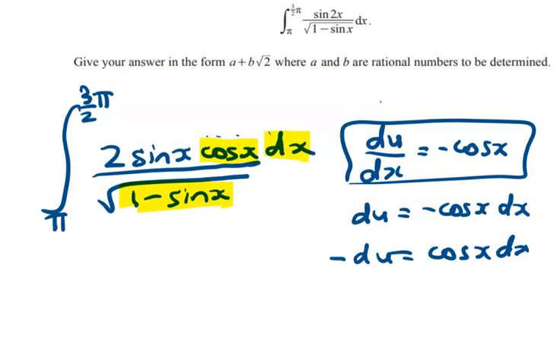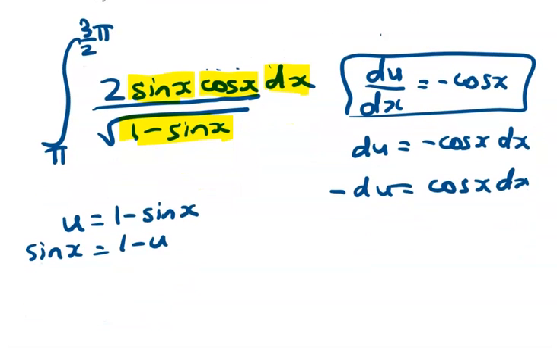Now what about that sine x? Well, u is equal to 1 minus sine x, so sine of x is equal to 1 minus u, and that gets that done. The last thing we need to switch out are my limits of integration.